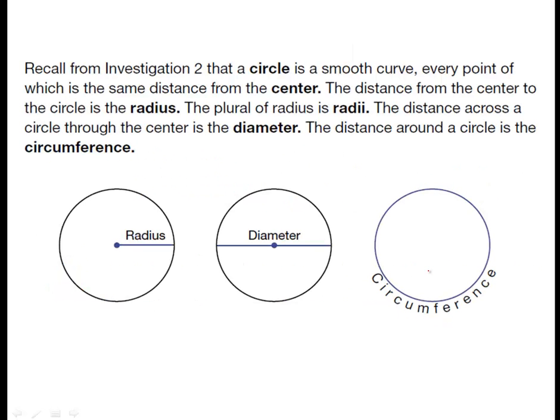All right, so remember back in investigation 2 that a circle is a smooth curve, every point of which is the same distance from the center. The distance from the center to the circle is called the radius, and we all know that. And the plural of radius is radii. The distance across the circle through the center, if you go all the way across, is called diameter. And the distance going around, if you start here and go all the way around, that is called the circumference. I think you all know those words. Hopefully you do. If not, then you need to learn them. Make sure you remember them.